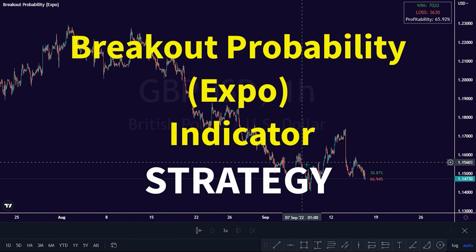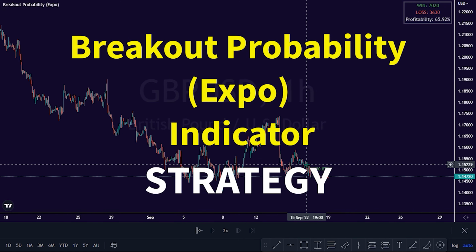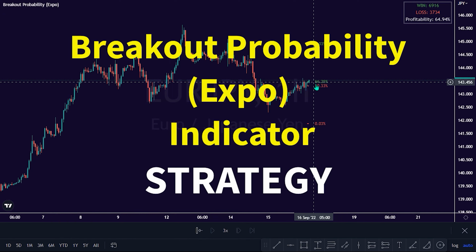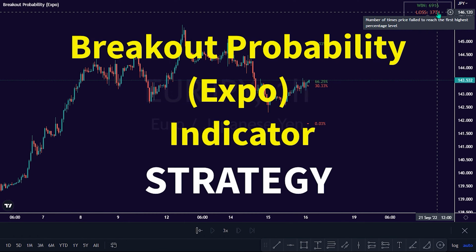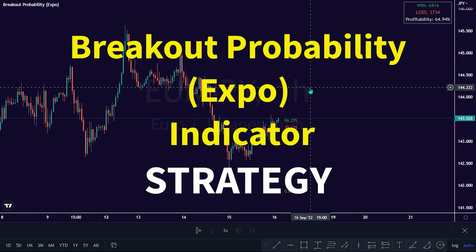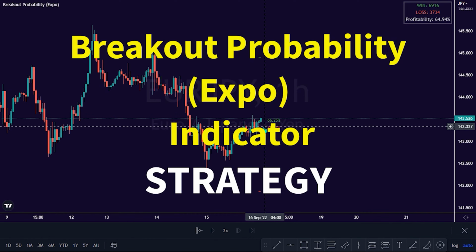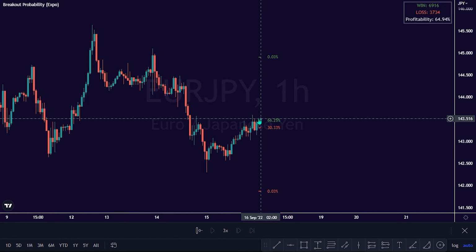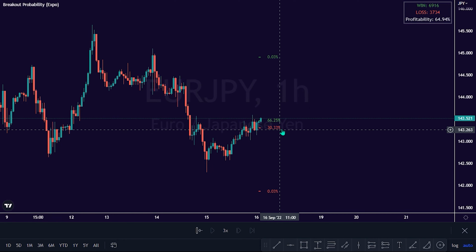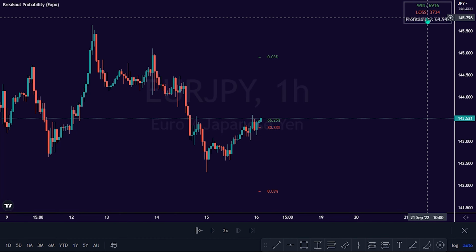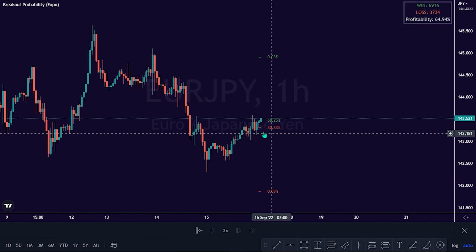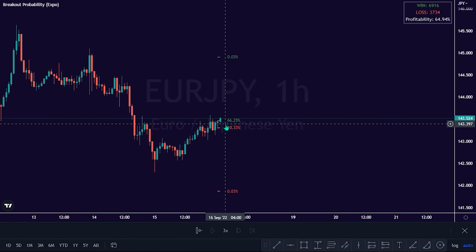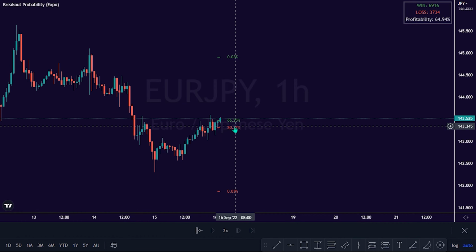The Breakout Probability Expo is a valuable indicator that calculates the probability of a new high or low and displays it as a level with its percentage. The probability of a new high and low is backtested, and the results are shown in a table. This will provide a simple way to understand the next candle's likelihood of a new high or low.